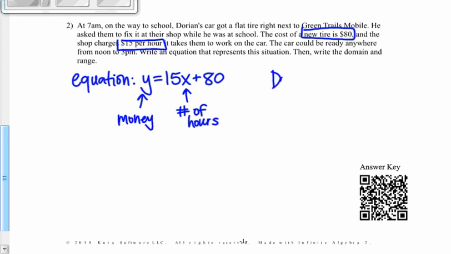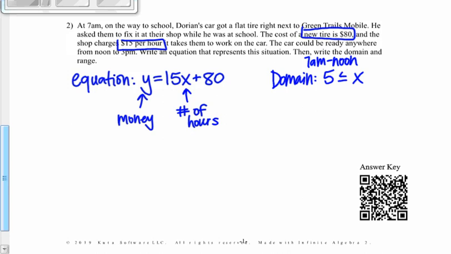So the domain. The domain would be the number of hours, and we're going to deal with the fewest number of hours to start with. So remember that 7 a.m. is when this all starts. So 7 a.m. to noon would be the least amount of hours that it would take them to work on the car, because it says it could be ready from anywhere from noon to 3 p.m. So 7 a.m. to noon would be 5 hours. I don't know why I wrote 15. I said 5. 5 would be the least amount of hours that they could work on it.